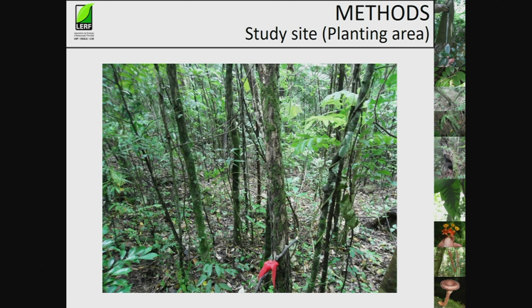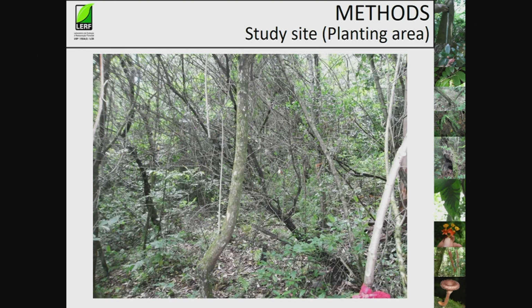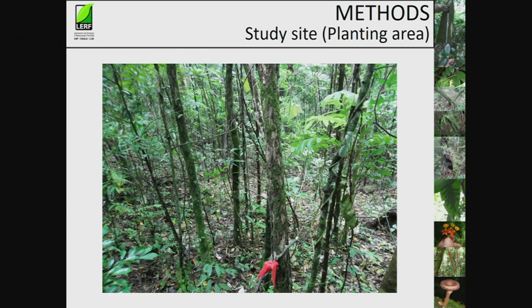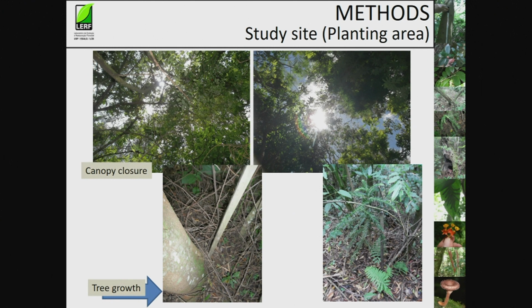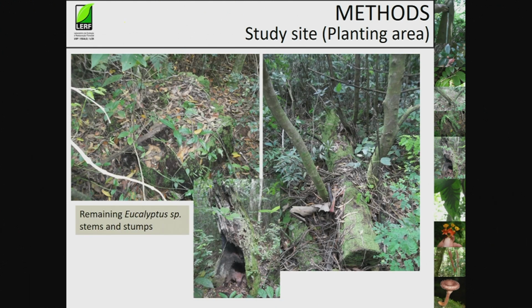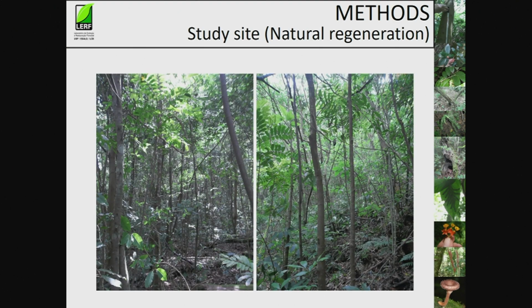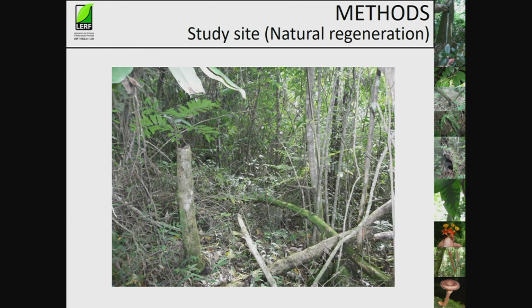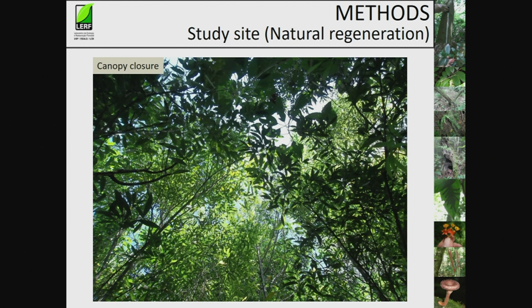And as you can see here is the picture of the inside of the planting area. This is a good plot, and this is the worst that we found. Here you can see the canopy closure and the tree growth, and the remaining eucalyptus stems and stumps. These are pictures of the natural regeneration area and the bad plots that we found, and the canopy closure.